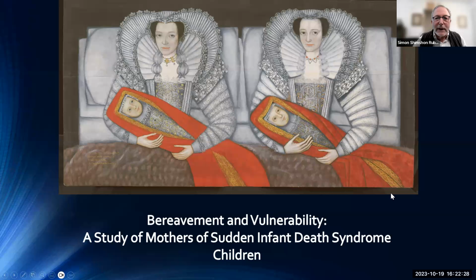So, the two-track model of bereavement. I use this slide with a picture of the Chamluli sisters that hangs in the Tate Gallery in London to describe my initial understanding of the two-track model of bereavement by comparing mothers who had lost children to sudden infant death and mothers who had lost children to sudden infant death years earlier, together with a control group of mothers who had living children.